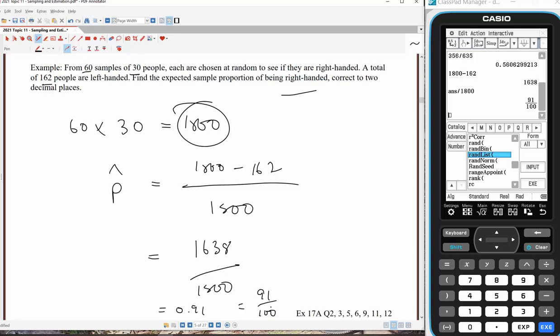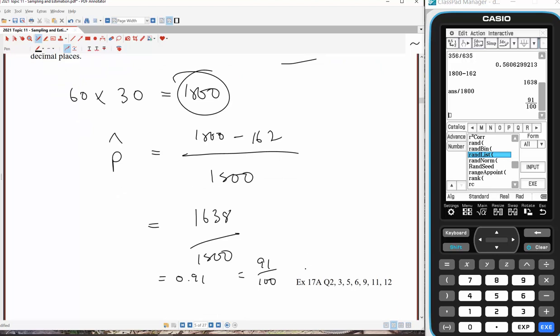All right, so your exercise is 17A. You will tear through that really, really quickly. So go for it.